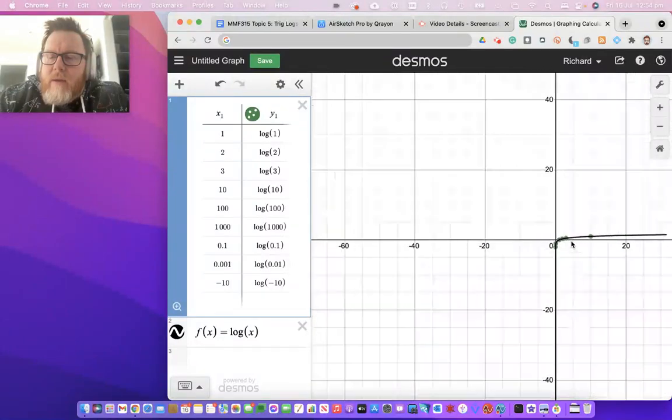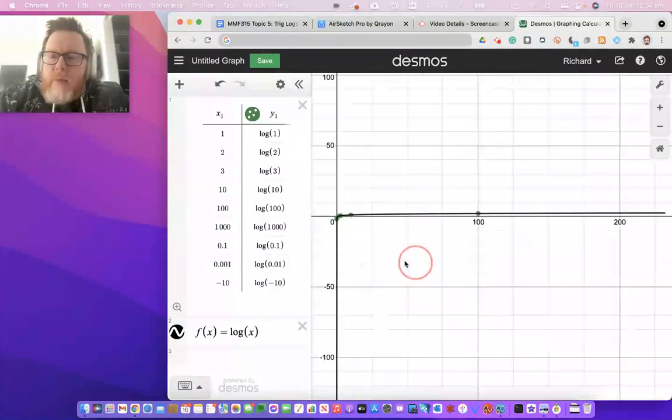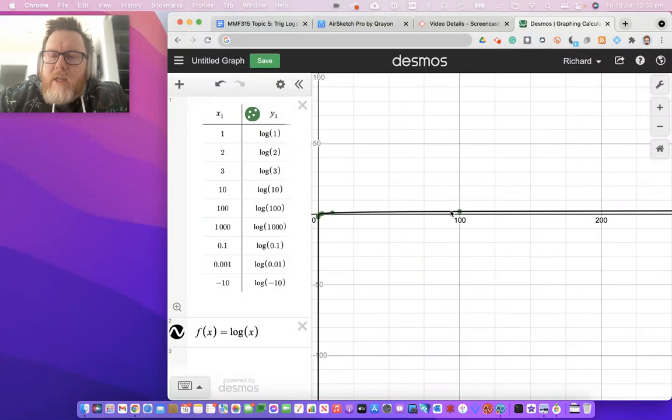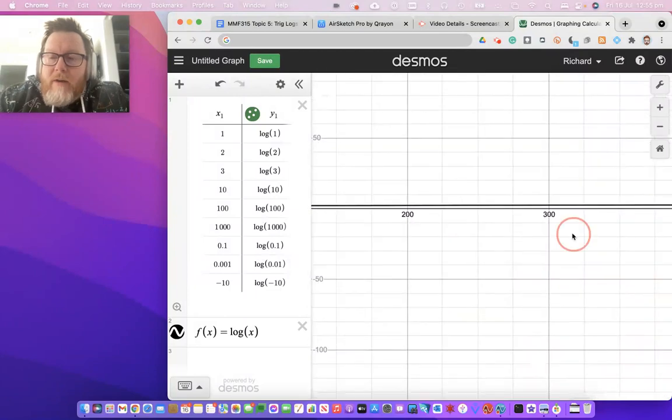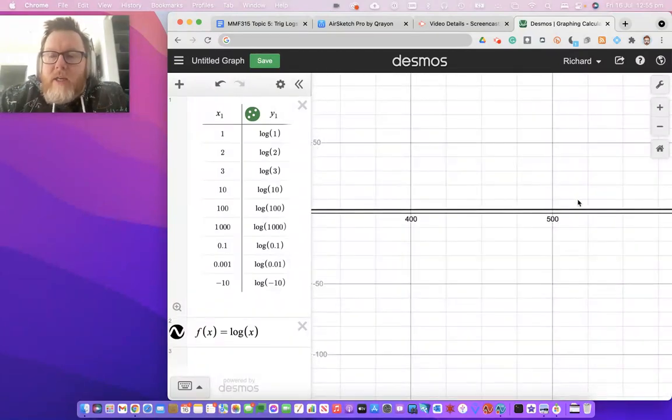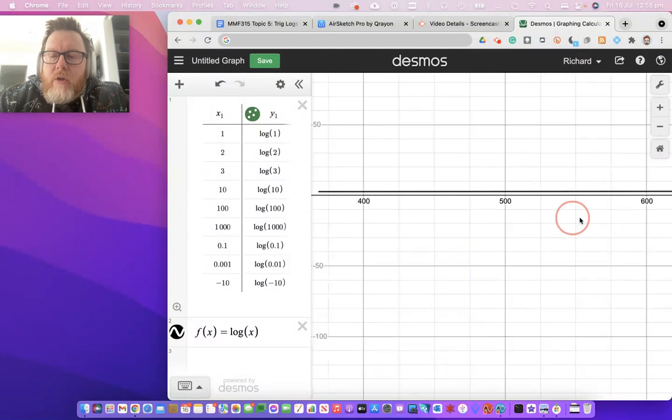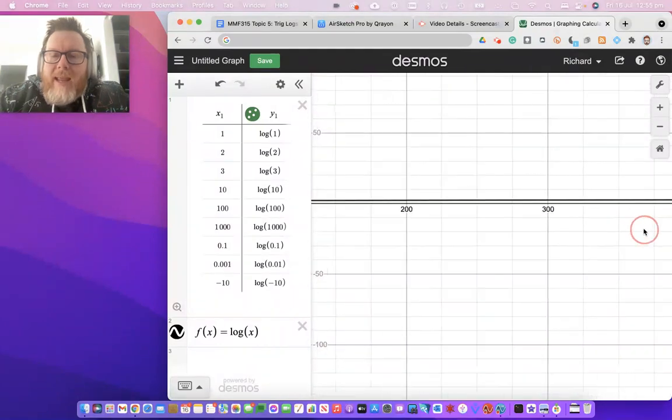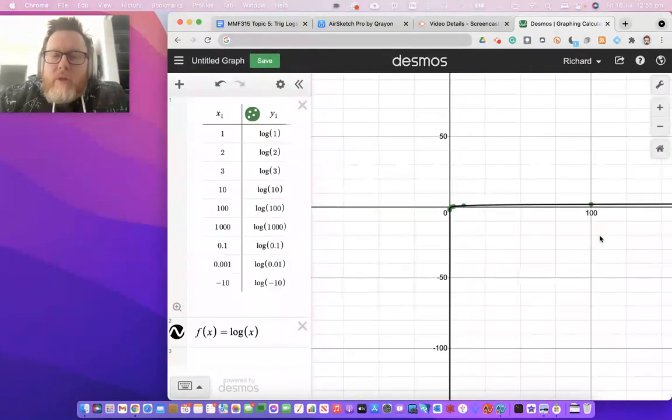And now if I zoom out, and remember this is all scaled, the x-axis and the y-axis are scaled, it feels like it's flattening out here, but it feels like it's reaching a limit, but it's not. As long as I go far enough in this direction, I'll keep on seeing a rise, and I'll continue to do so. In other words, I can solve the equation log of x equals 50. It's just going to be a huge number, that's all.